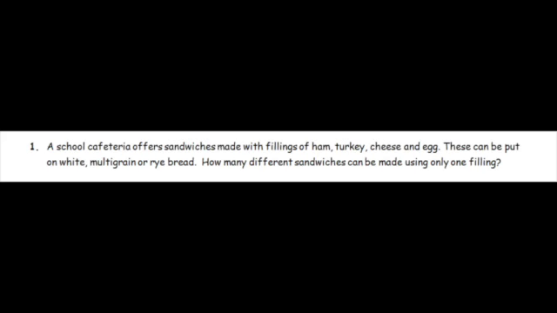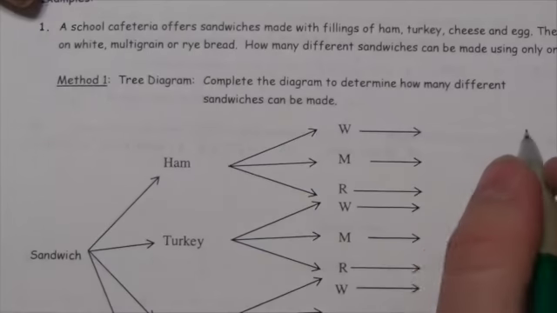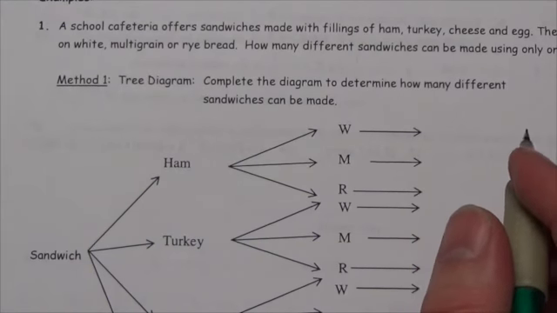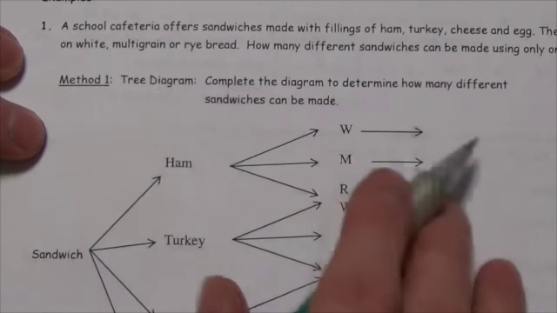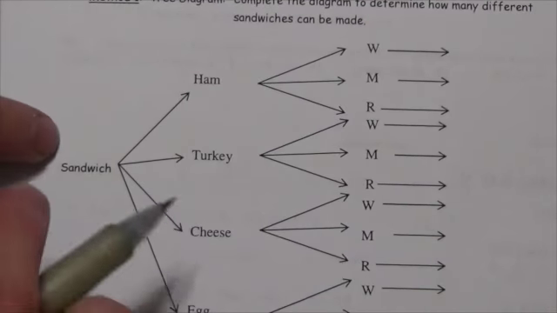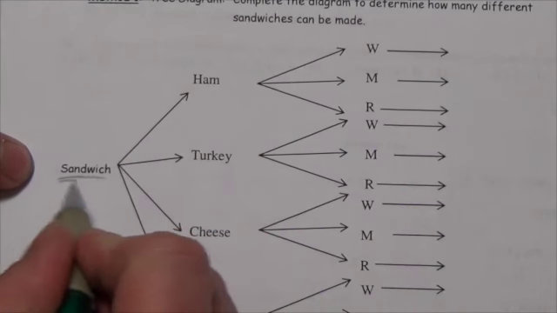A school cafeteria offers sandwiches made with fillings of ham, turkey, cheese, and egg. These can be put on white, multigrain, or rye bread. How many different sandwiches can be made using only one filling? So there's a couple of different ways we can do this question. One way to do it is the tree diagram. So this is what we do here. We start off with this idea: we're going to build a sandwich.